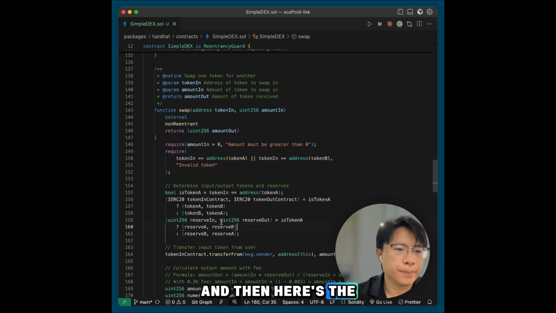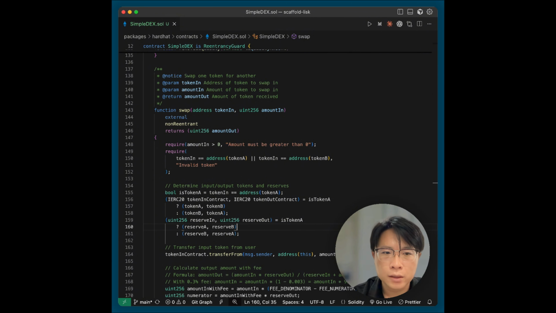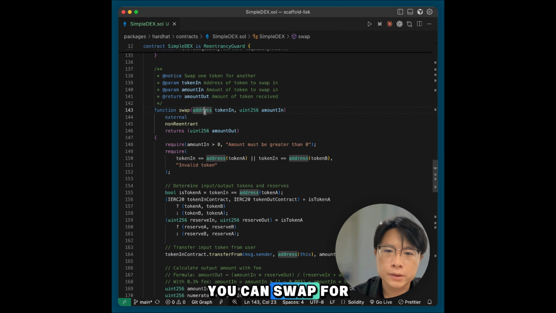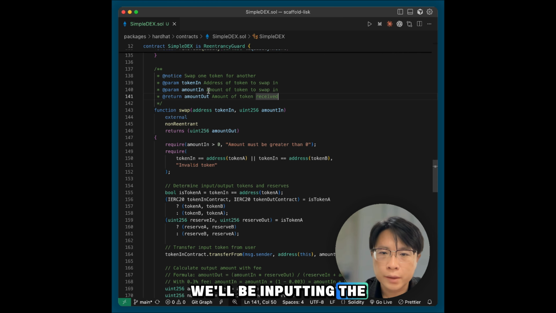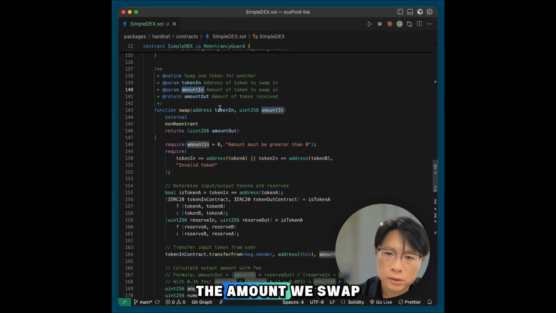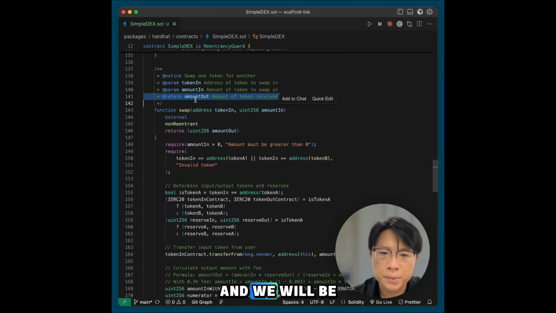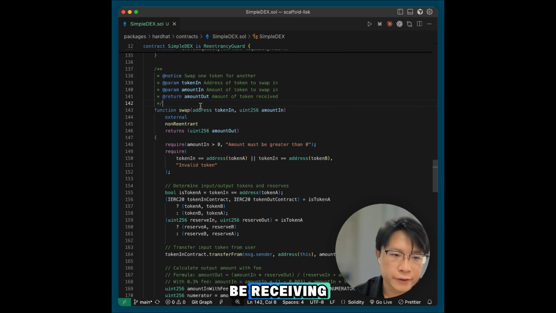And then here's the main function. For the swap function, we can swap. For simple ones, we'll be inputting the address of the token to swap in and the amount we swap in, and we will be returning the amount we'll be receiving.